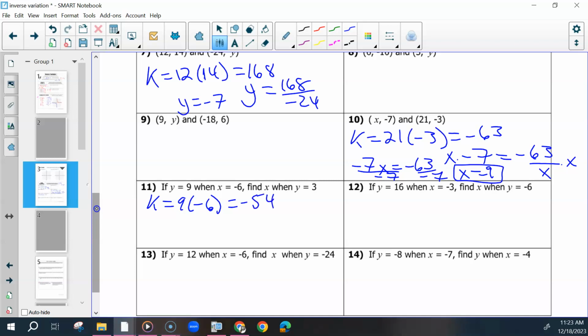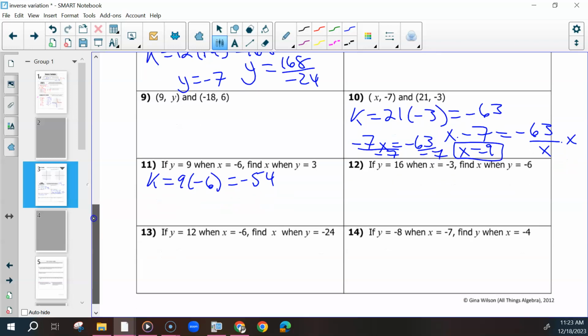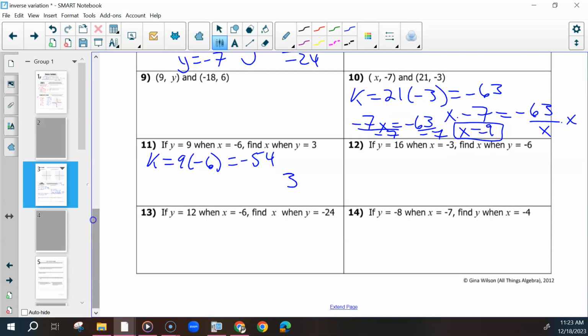Then we're trying to find x when y is 3, so we have to set up our equation. What would that look like? 3 equals k over x, right, it's going to be just like that last one we just did. Solve for x by multiplying both sides. Divide both sides by 3. What is x? Questions on that?